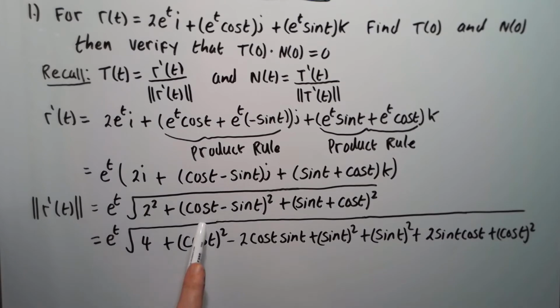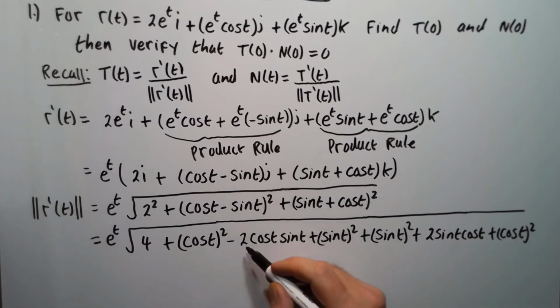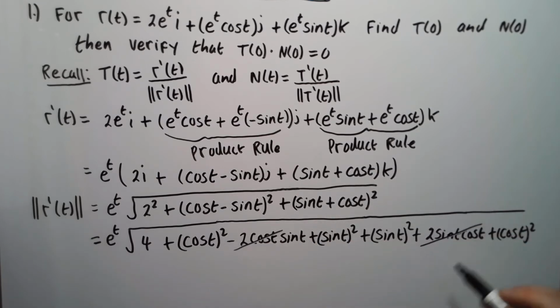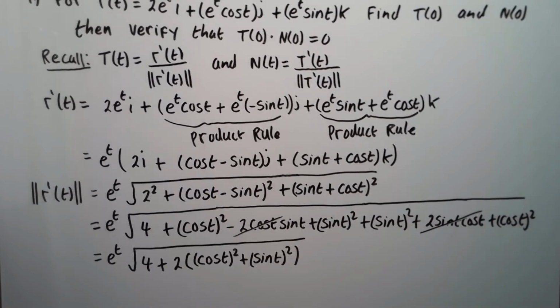Expanding this will be cosine squared minus 2 cosine sine plus sine squared, and expand that one to get this guy. So these two guys will cross off here. We're going to have 2 sine squared and 2 cosine squared. Let me write that here. So I get this, and sine squared plus cosine squared is 1. So the whole thing just becomes square root of 6 inside there. Let me write it here. So this becomes square root of 6 e to the t.